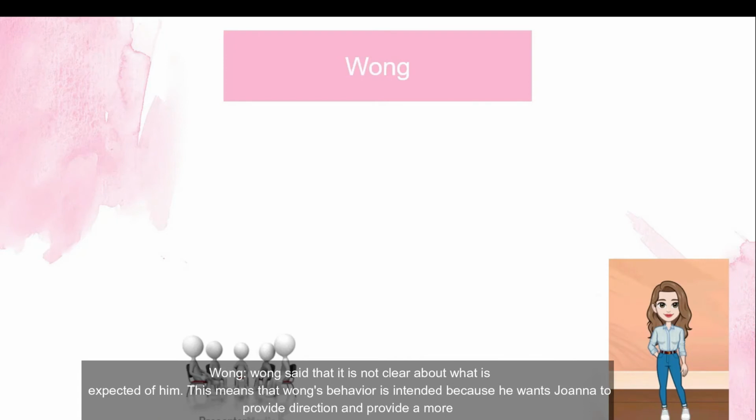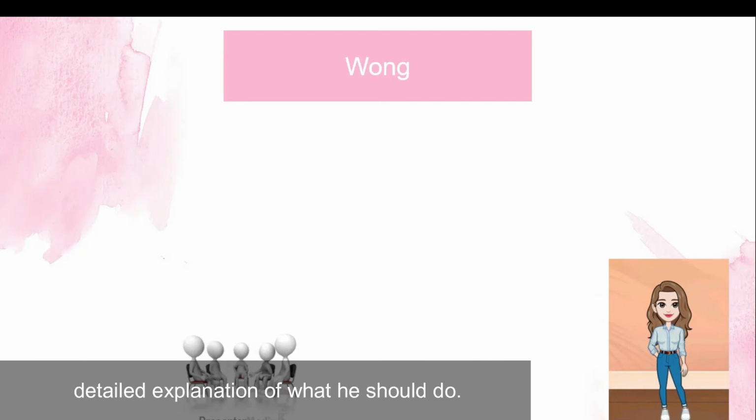Next, Wong. Wong said that it is not clear what is expected of him. This means that Wong's behavior is intended because he wants Joanna to provide direction and a more detailed explanation of what he should do.